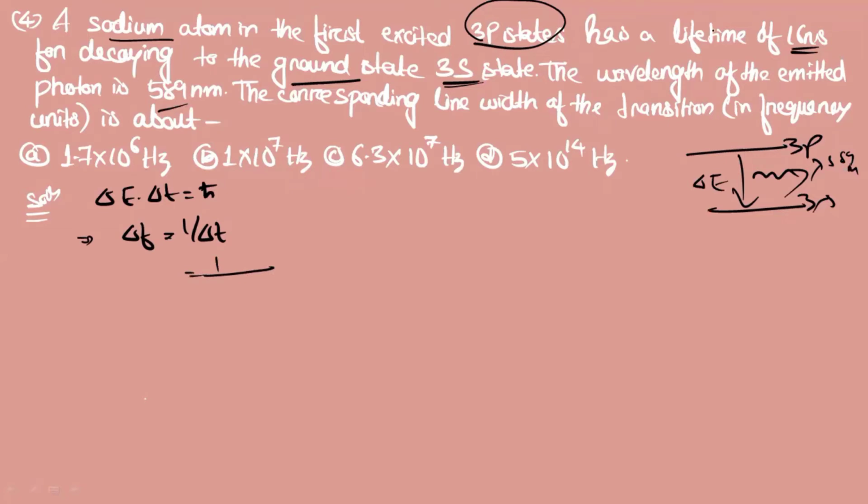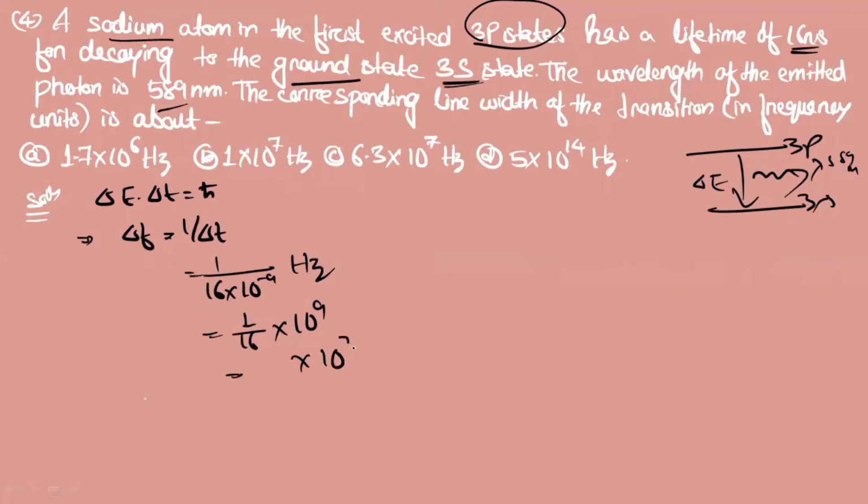The lifetime is given to you as 16 nanosecond, so 16 into 10 to the power minus 9, converting it into seconds. So this will become hertz. Finally, you can write it as 1 by 16 into 10 to the power 9. Clear? This is what you can write.